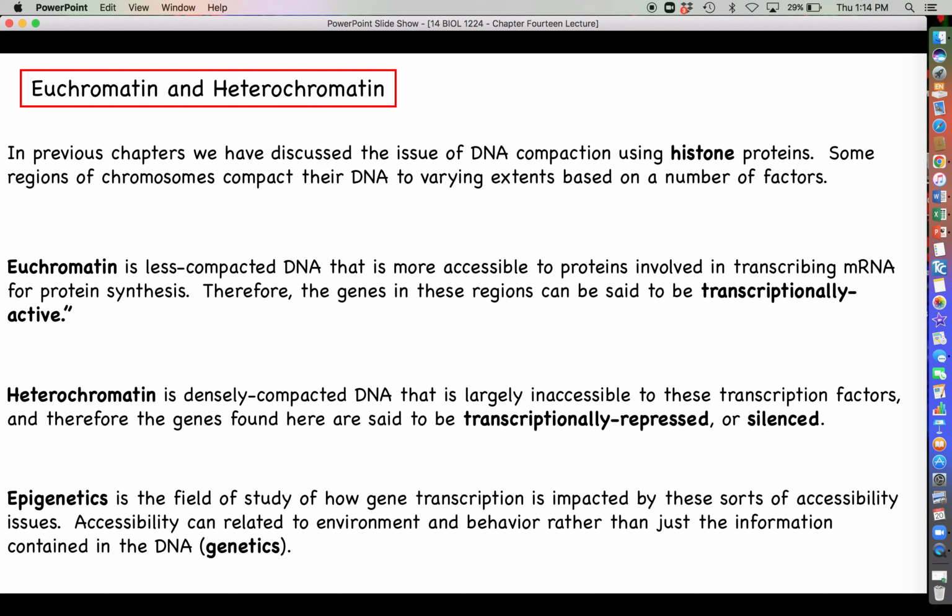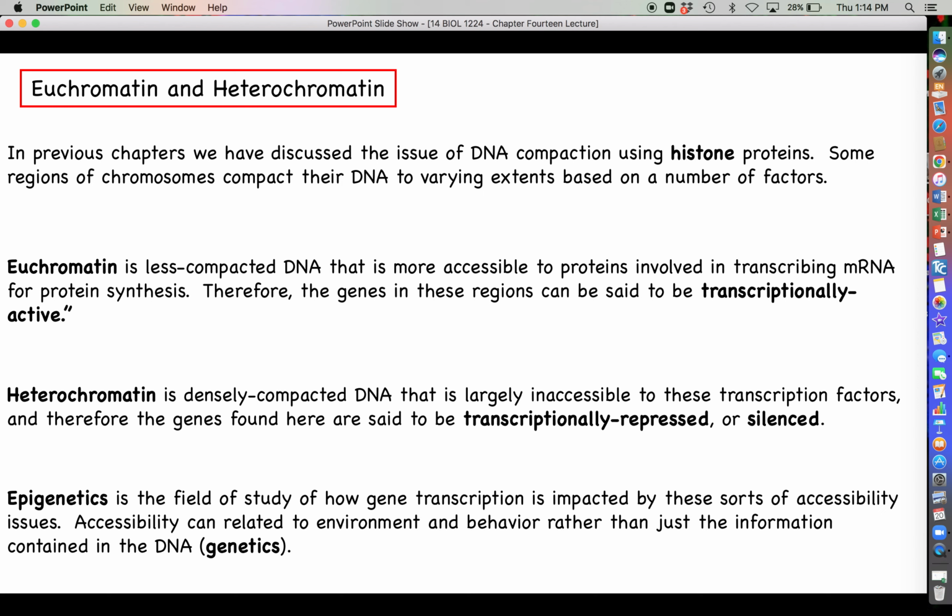So you end up introducing a new field of study here called epigenetics, which really is the study of how gene transcription is impacted by these sorts of accessibility issues that we just mentioned. So the accessibility can be related to environmental effects and behaviors rather than just the information that is contained within the DNA.